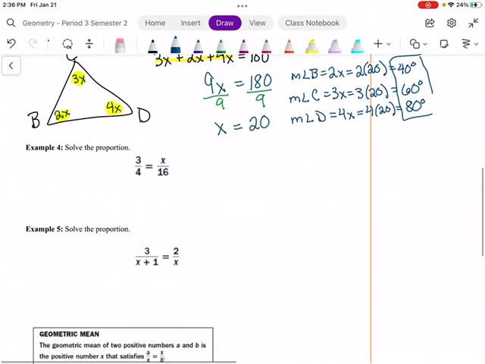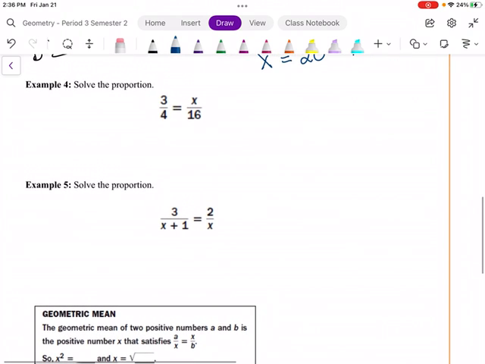Our next examples are on solving proportions. So again, we're going to use cross multiplication. When you cross multiply, you take the opposite numerator and denominator and multiply those together. So for this one, we're going to take 4 times x, which is 4x, and set that equal to 3 times 16, which is 48. Then, once you have a normal equation without fractions, you can solve for x. So this one we divided by 4, and we would get x equals 12.